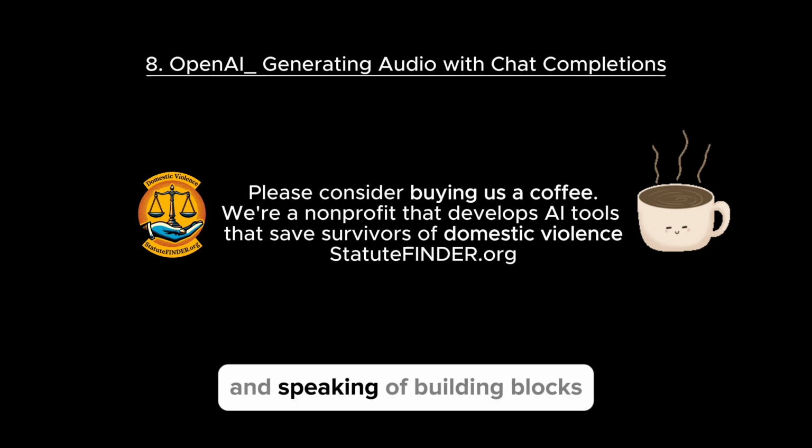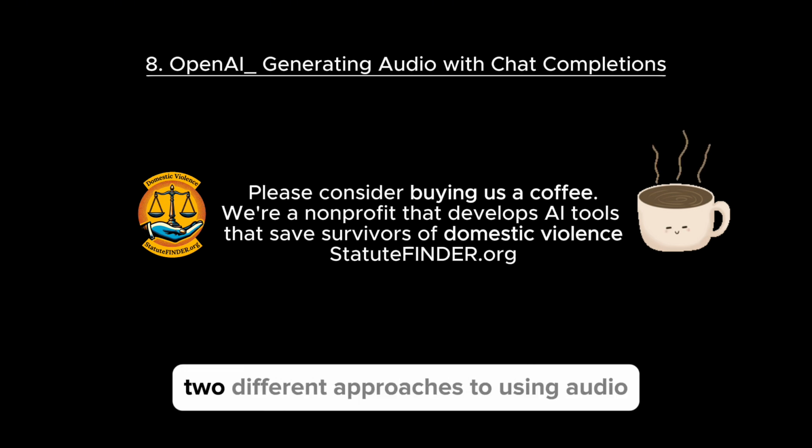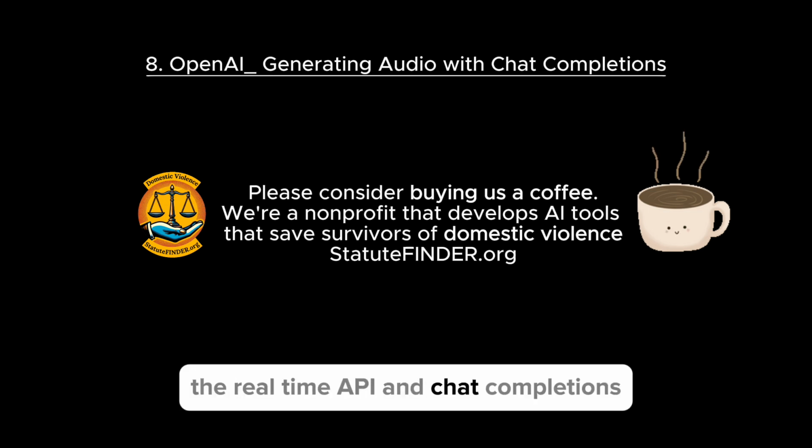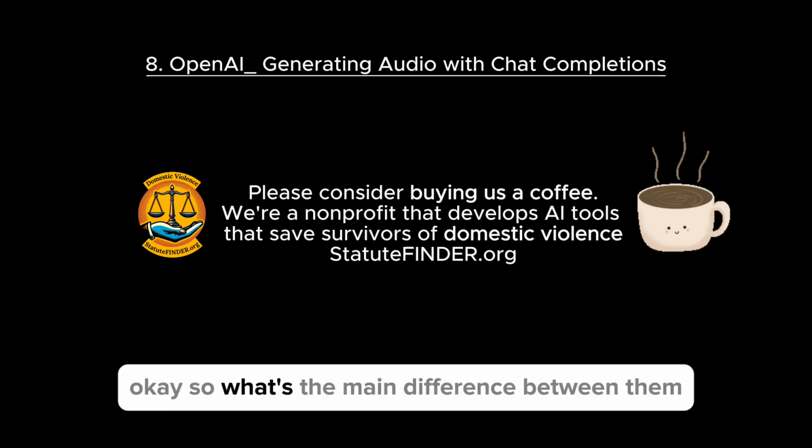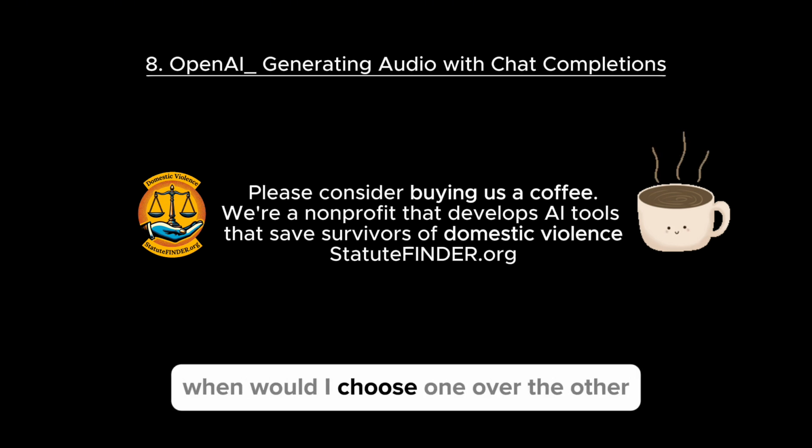And speaking of building blocks, let's talk about these two different approaches to using audio with OpenAI: the real-time API and chat completions. They both allow you to work with audio, but they have different strengths and weaknesses. Okay, so what's the main difference between them? When would I choose one over the other?